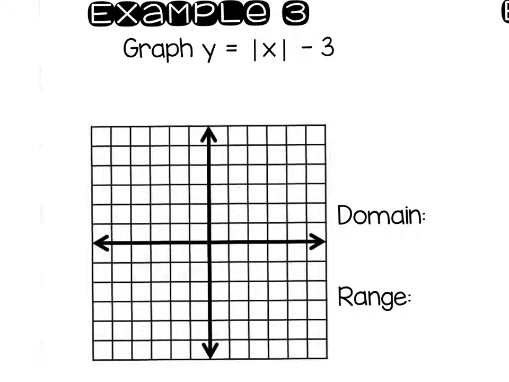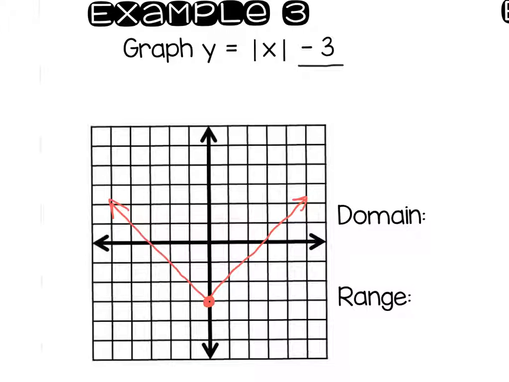In this example, we should recognize from our translations that the output is being decreased by 3. So that means we're going to take our parent function and move it down by 3. So our vertex is down here at y equals -3, but nothing's changed with our x. So we can still graph our absolute value function the same as we had on the parent function. The only thing that changed is the location of the vertex. It slid down by 3.